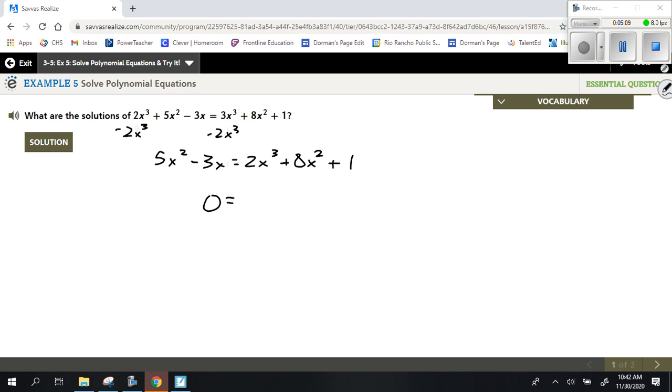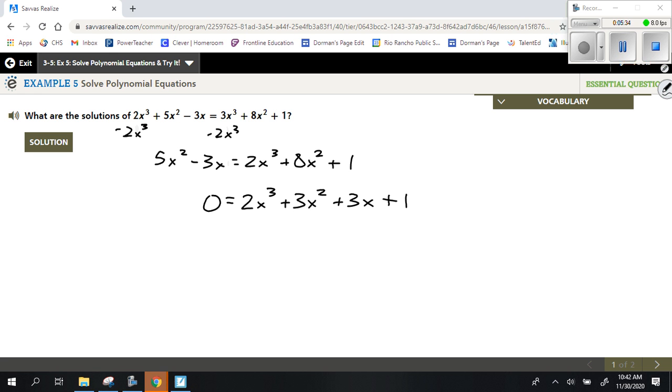All right. So let's go ahead and subtract 5x squared from both sides. So I'll have this 2x cubed. 8x squared minus 5x squared is going to be 3x squared. And then I'm going to add 3x to both sides. There's no x term, so it's just going to move it essentially. And then I'll drop down the 1. And there we go. We've got that thing set equal to 0.